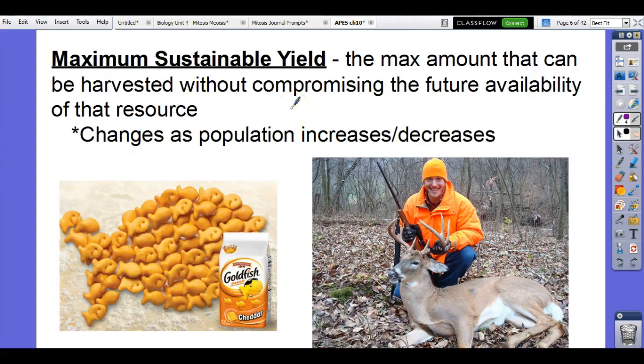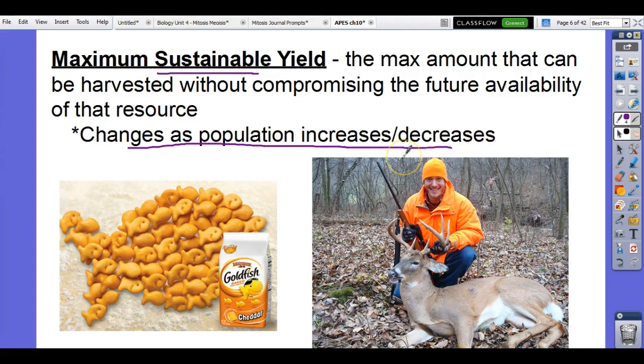So the maximum sustainable yield, we've talked about this a little bit, again, with our goldfish. This is the maximum amount that can be harvested sustainably, which means we make sure that there's enough to continue on in the future. And this is going to change, right?